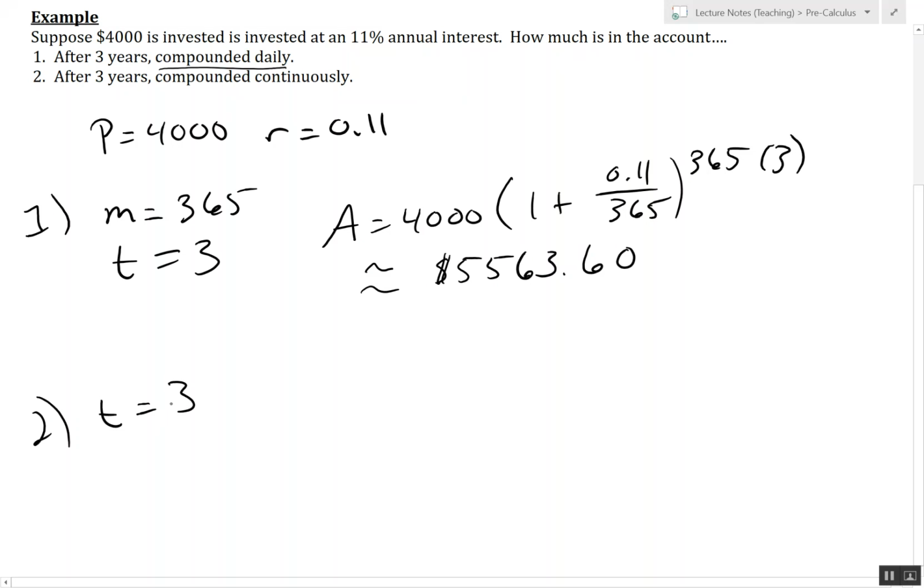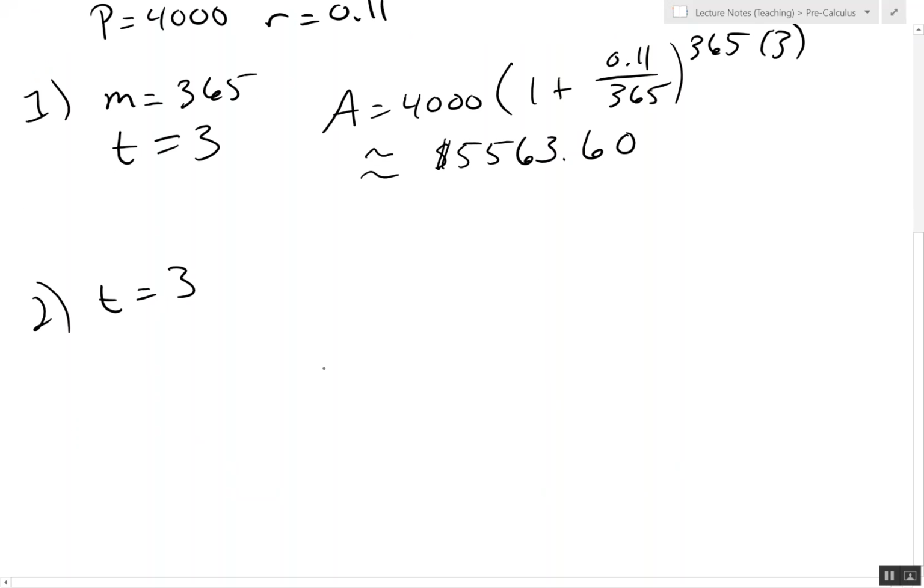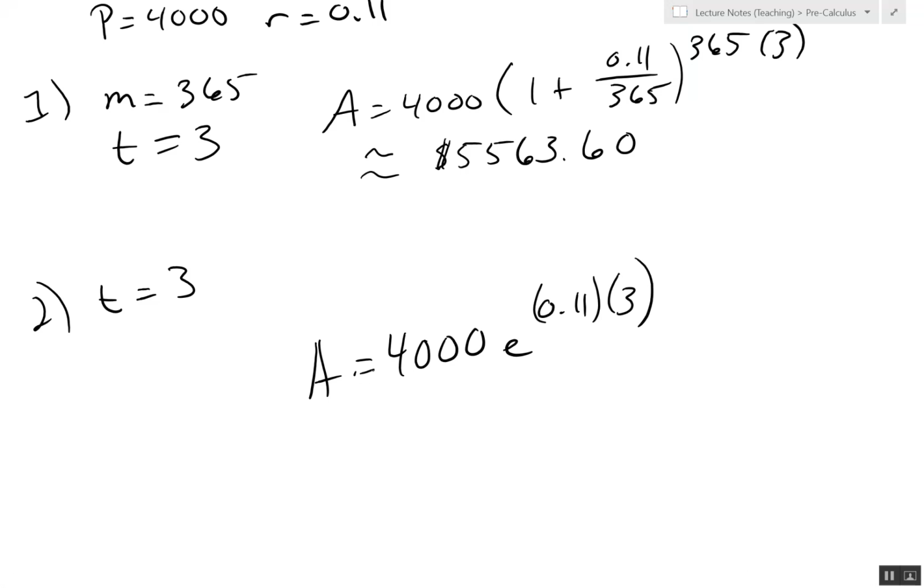So in part 2, all we need is the number of years. We don't need to know the number of times being compounded continuously. It's being done every moment of time. So now this is given by A equals 4,000 e raised to the 0.11 times 3. And so we just run this through our calculator. 4,000 times the exponential function raised to the 0.11 times 3. And that gives us approximately 5,563.87. And notice that the difference is very small right now.